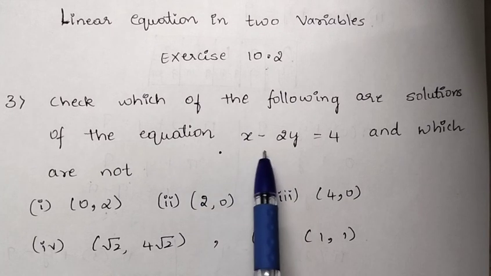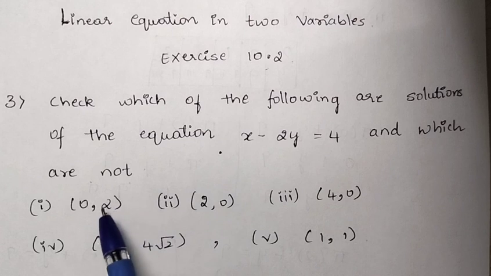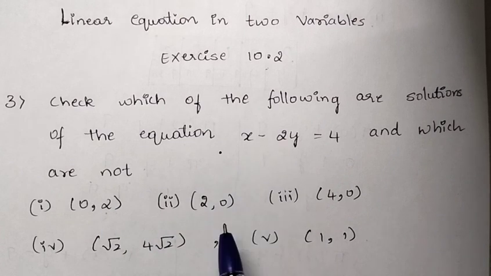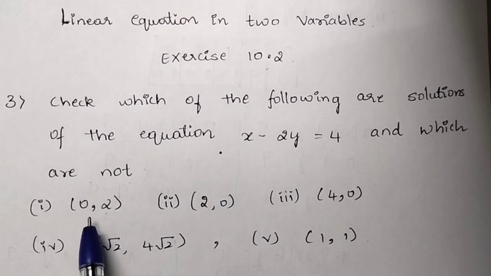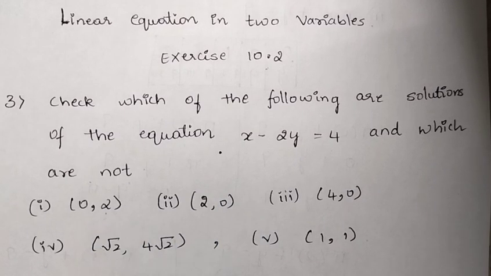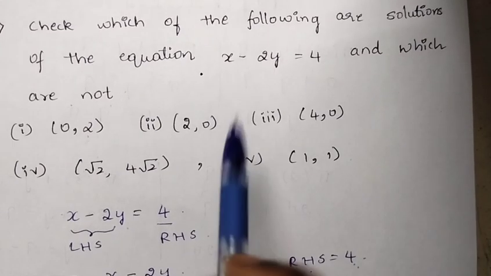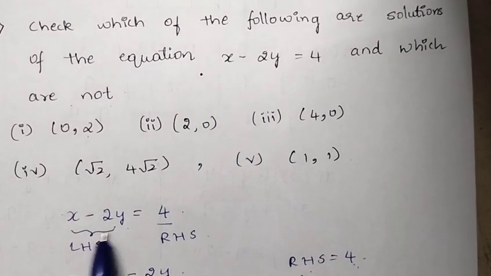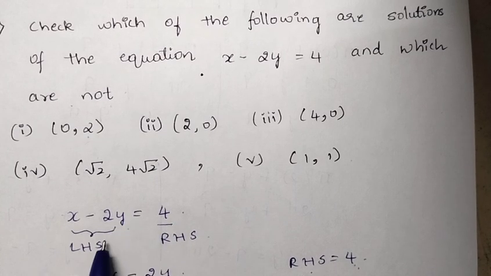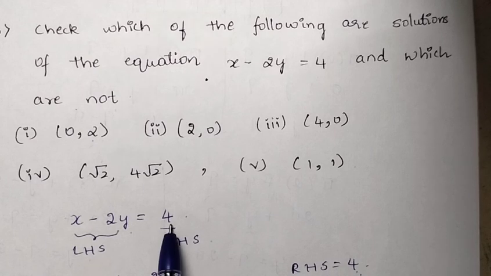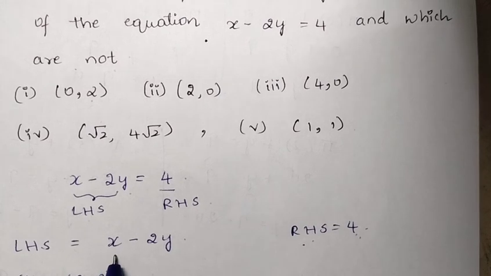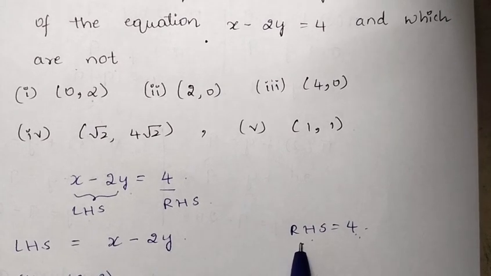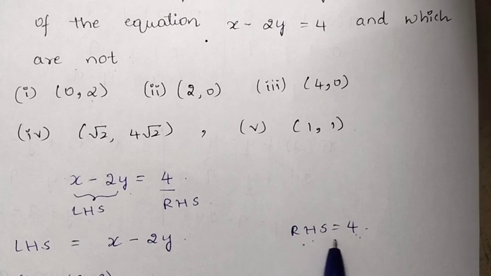In order to check the solution for the given equation, we need to see which pair of values satisfies the given equation. So how do we proceed with this? The first option given here is 0, 2. Before going to that, we have to write down the equation: x minus 2y is equal to 4. In this equation, x minus 2y represents the left hand side and 4 represents the right hand side. So we'll write that LHS is equal to x minus 2y and RHS is equal to 4. RHS is nothing but right hand side.